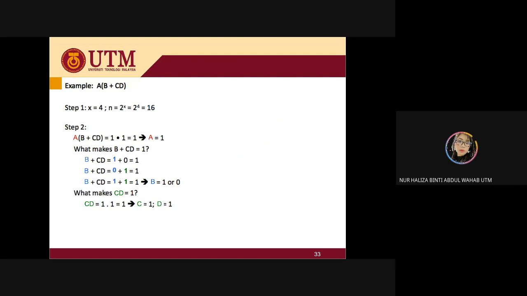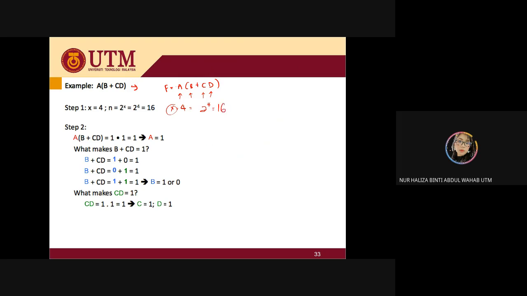So let me show you the steps instead of memorizing all of step 1, step 2, step 3. Let's say over here you have this Boolean expression: F equal to AB plus CD. How many inputs do you have? 1, 2, 3, 4, because you have 4 different input variables. That's why your x will be 4, your inputs. And how many possibilities will you get? 2 to the power of 4 equals 16.